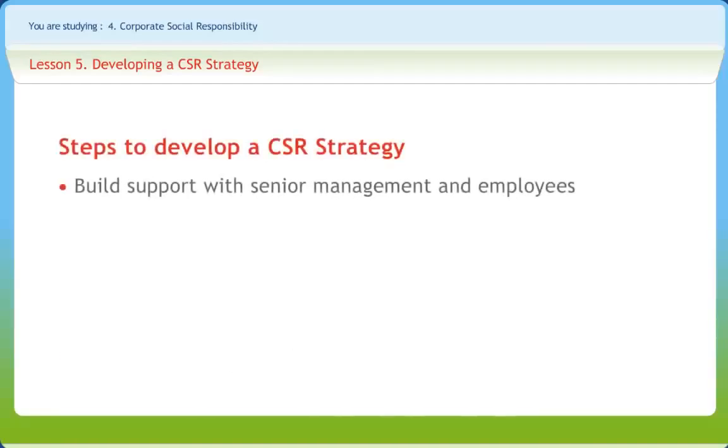Steps to develop a CSR strategy include developing support with senior management and employees, researching about what others are doing. Although it is possible for the CSR team, working with other members of the organization, to develop a CSR approach entirely on its own, there is considerable value in drawing on the experience and expertise of others. Three useful sources of information to assist the organization in this regard are contacting industry associations like CII, FICCI, Associated Chamber of Commerce, and CSR specialist organizations like Center for Social Market, CSR Wire, and so on.